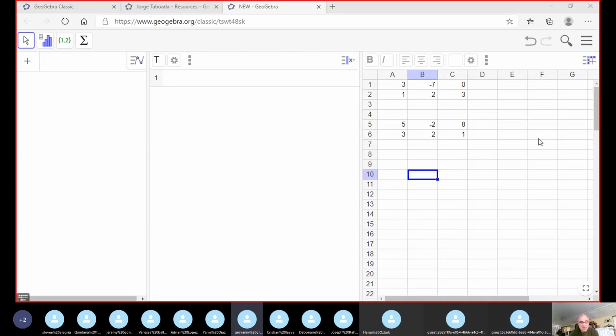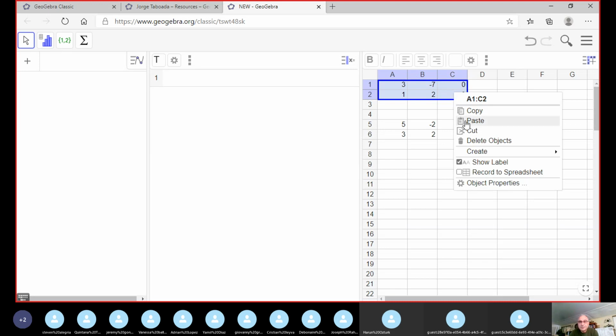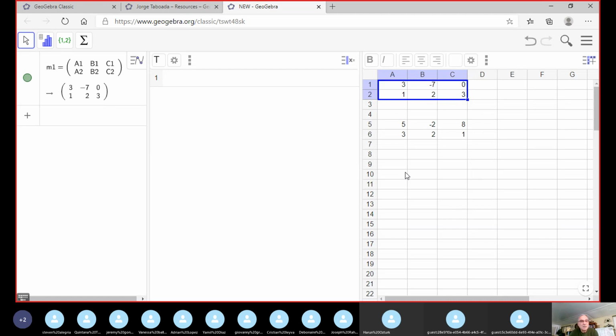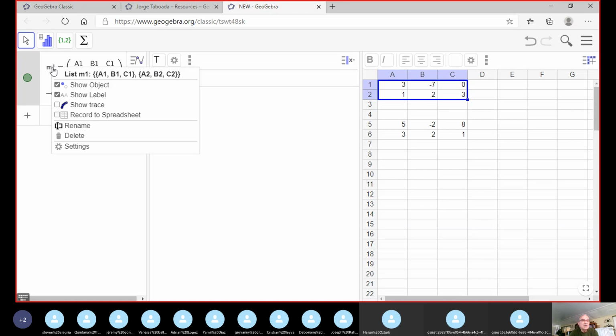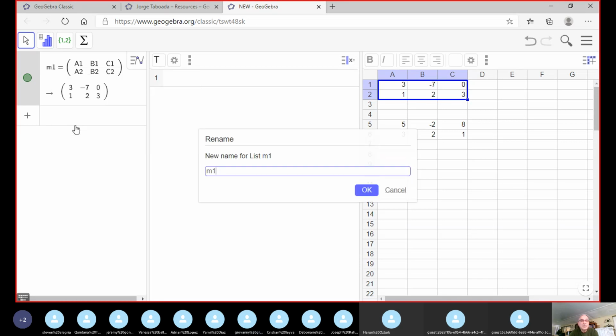We see it. Excellent. So I typed before the start of the class the matrix here in the spreadsheet: 3, negative 7, 0, 1, 2, 3. You create a matrix. I explained it the last time. I want to use a different idea. You click on the object and you say rename. I want to call this matrix capital A.